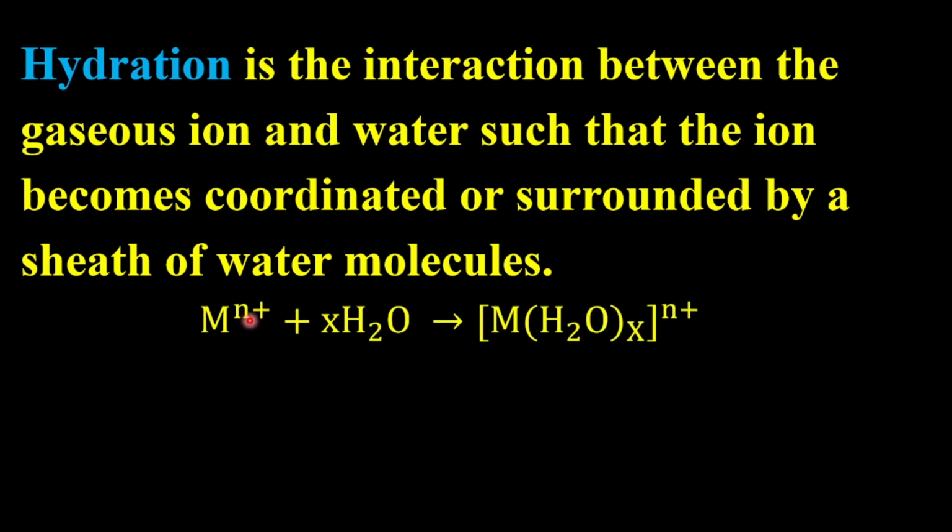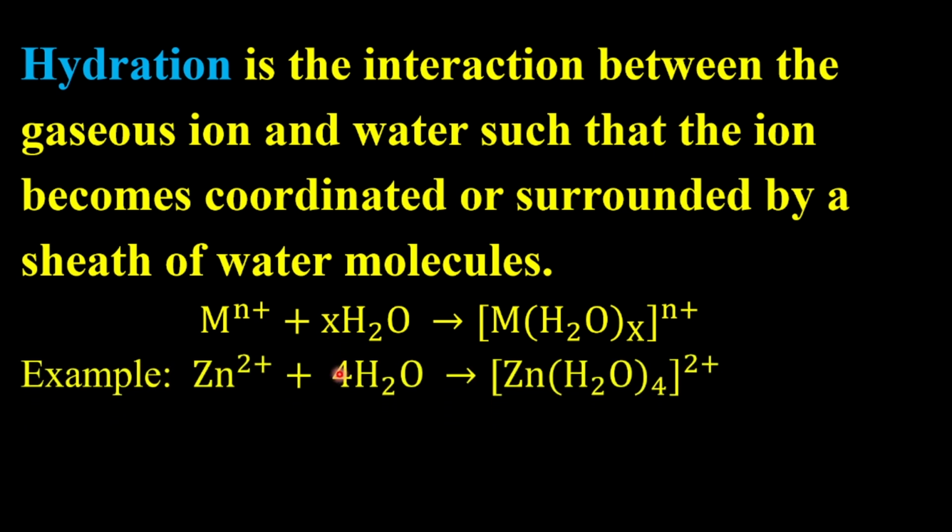So we have M^n+ plus x moles of water. Now, when this M combines with the water, we are forming M into bracket H2O. This means that the M here is surrounded by the moles of water. x here denotes the number of moles. Since we don't know that, that is why we are using x.